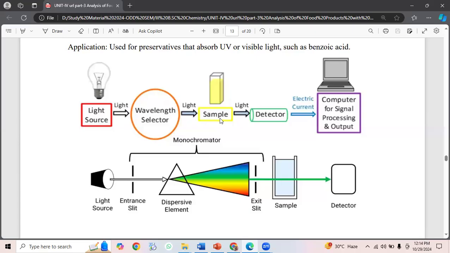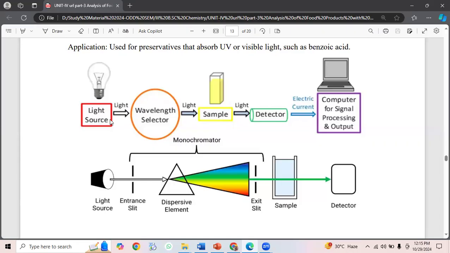It is often in liquid form. It is prepared by dissolving it in a transparent solvent, one that is not absorbed by UV visible light in the region of interest. If you are adding a solvent, it should not absorb the UV light. Solid samples may be dissolved, and gases are handled under specific conditions.